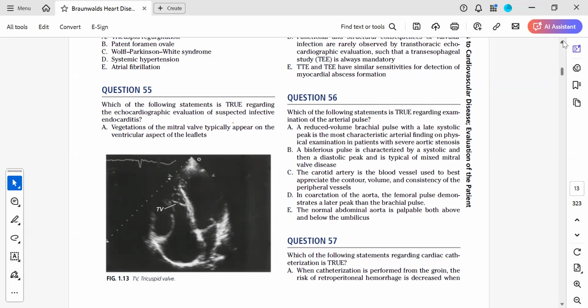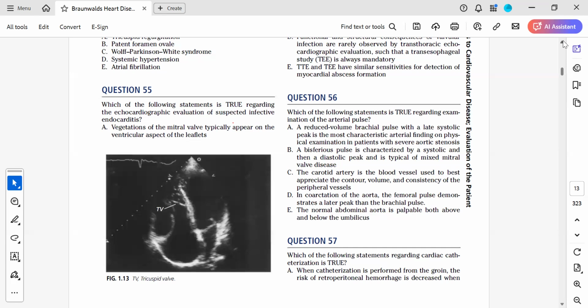Then the conditions that can cause pulsus parvus et tardus include aortic stenosis, subaortic stenosis, aortic regurgitation, then hypertrophic obstructive cardiomyopathy.